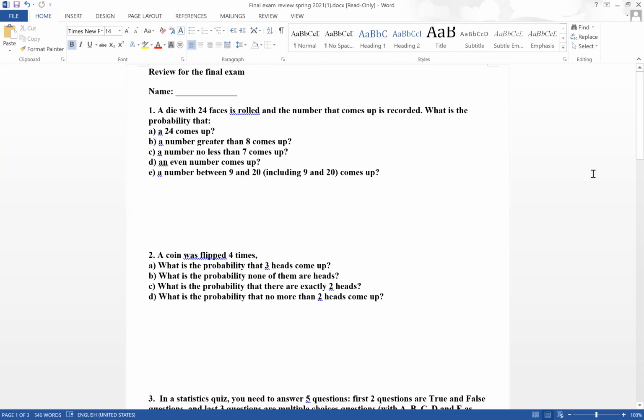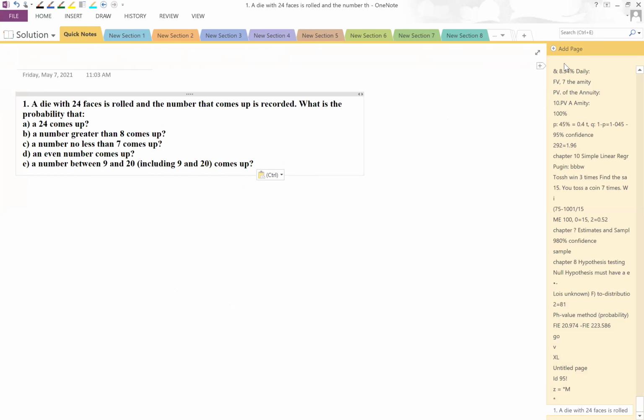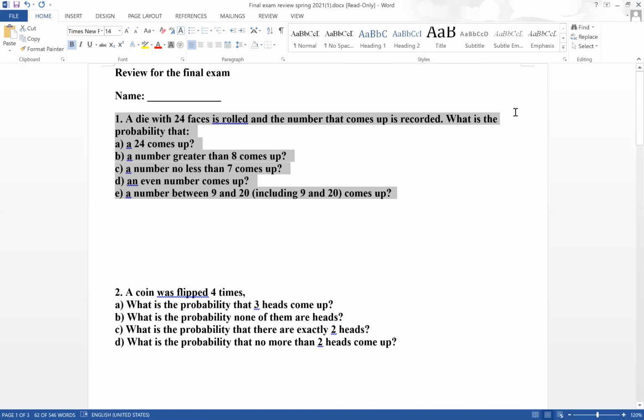So the first one is about dice. You probably rarely see dice with anything other than 6 faces, but there are some options out there. I see 8-faced dice, 16 faces, and 24 faces. That's also available, depending on how they manufacture the dice. All right, so now look at the first question. Actually, it's similar to the question you have in your home assignment.